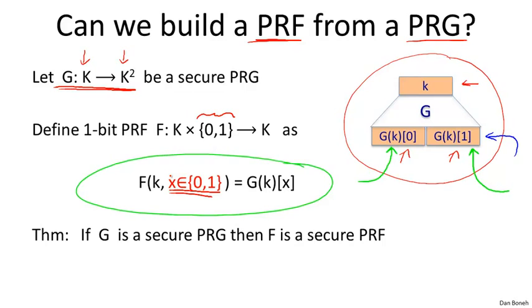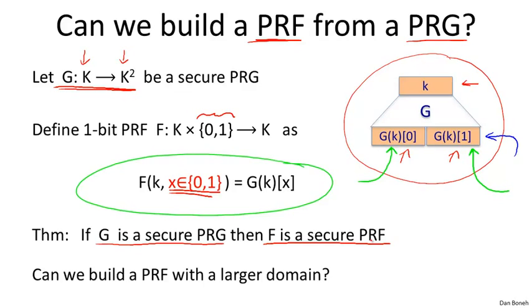Now it's straightforward to show that if G is a secure PRG, then this 1-bit PRF is in fact a secure PRF. If you think about it for a second, this is really a tautology. It's really just stating the same thing twice. So I'll leave it for you to think about this briefly and convince yourself that this theorem is true. The real question is whether we can build a PRF that has a domain that's bigger than just 1 bit. Ideally, we'd like the domain to be 128 bits, just as AES has. So the question is, can we build a 128-bit PRF from a pseudorandom generator?